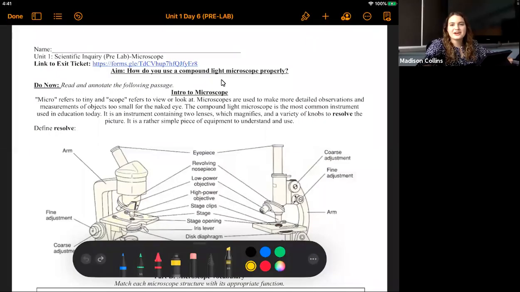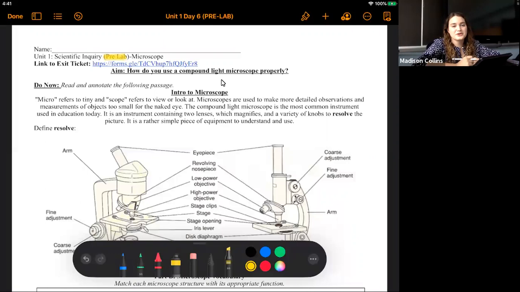Welcome back. We are officially on day 6 of Unit 1. Today's actually going to be a pre-lab. And this pre-lab is going to give you all the information that you need in order to complete a virtual lab on Tuesday. So it's super important that you understand today's lesson in order to prepare you for that virtual lab.